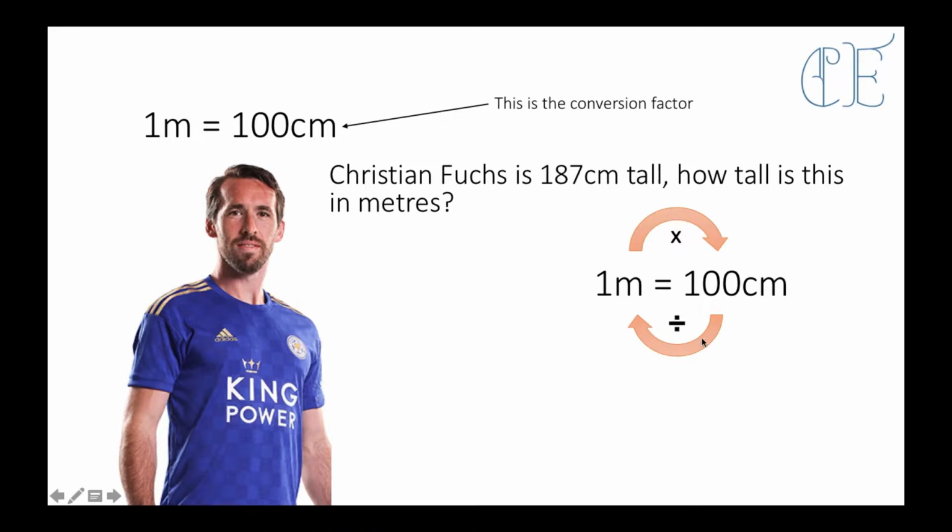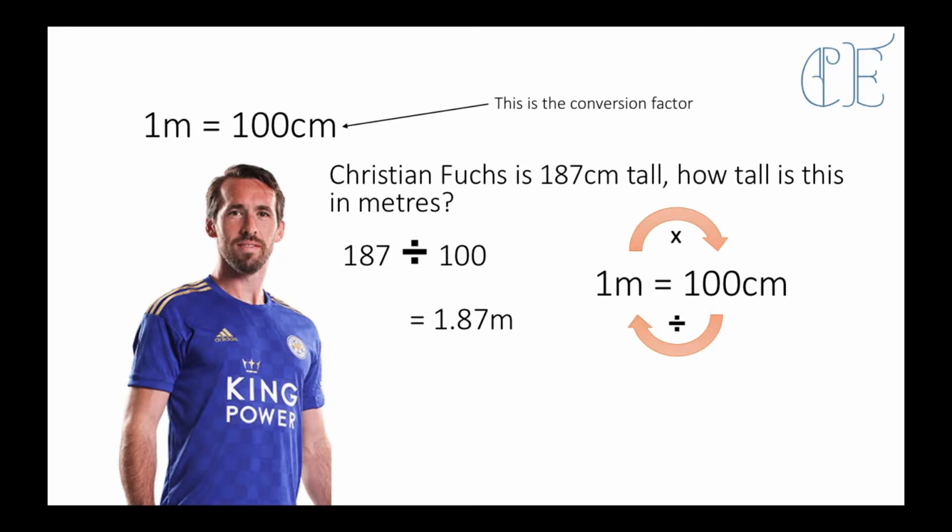And all you've got to remember is that your question is asking you to show what 187 centimetres is in metres. So I'm in centimetres here. I look at my diagram and here is my centimetre section. If I want to go from centimetres back to metres, I must divide by my conversion factor, which is 100. So I'm going to do 187 divided by 100, and that gives me 1.87 metres. And that's all you've got to do. You've just got to choose whether you need to multiply or divide.